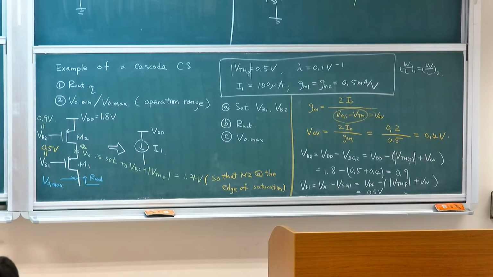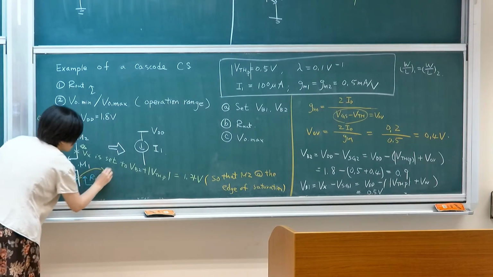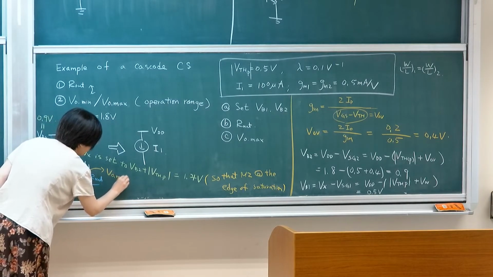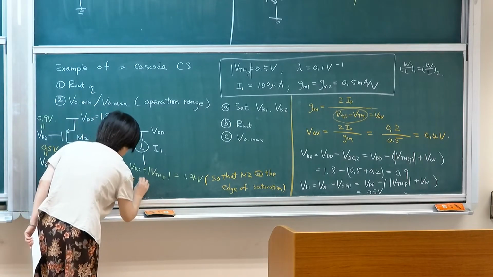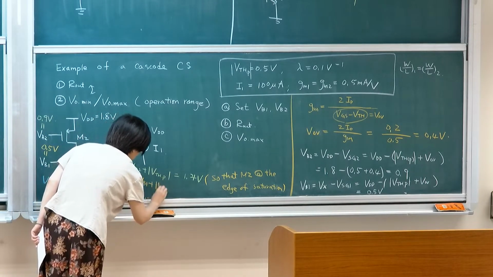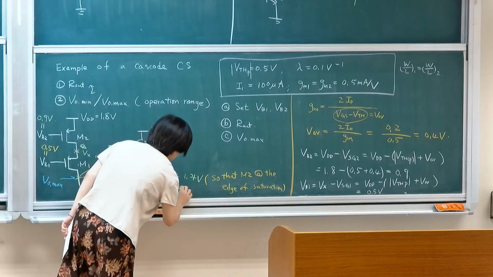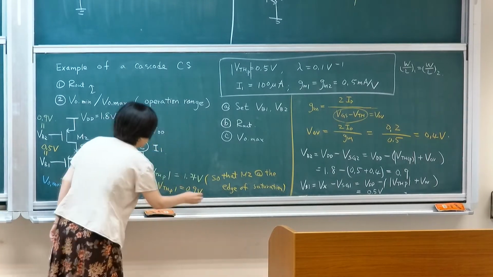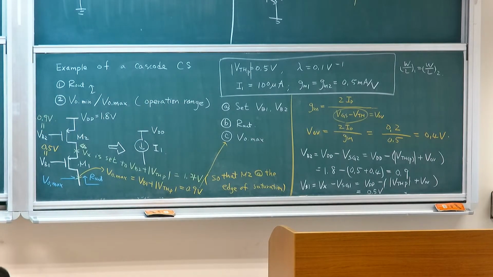So we already know where we want to set these two. So if this is 0.5, what is your VO max? Meaning that M1 will remain in saturation. So VO max will then be VB1 plus a threshold, right? So this will be 0.9. So I've already answered part C. Okay? So this is when both of them are at the edge of saturation.